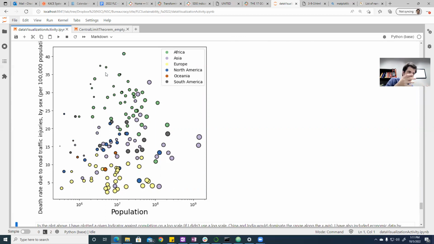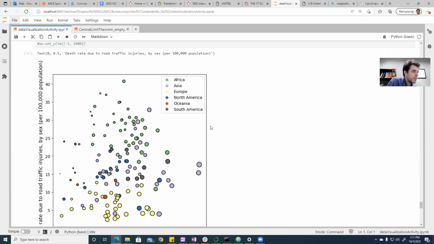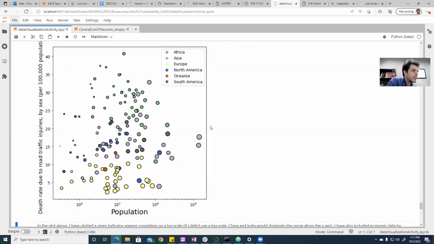Both of those are built into that dot size, okay? But now I've actually built 4 variables into a single chart: population, the death rate in this case by traffic injuries, the size of the economy, the GDP, and the continent. 4 variables in a single plot. That's really powerful, okay? So in this case, let's take a look at it. What are some things you notice about this one?